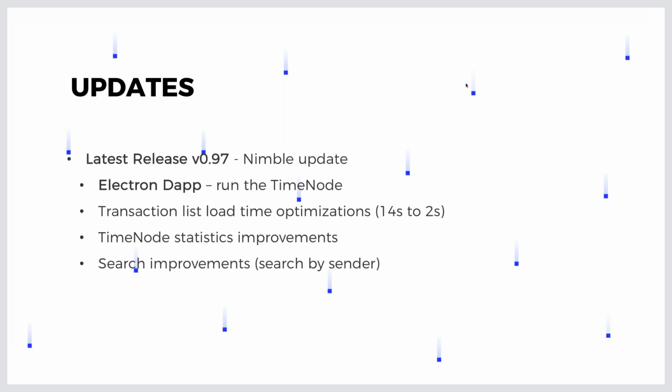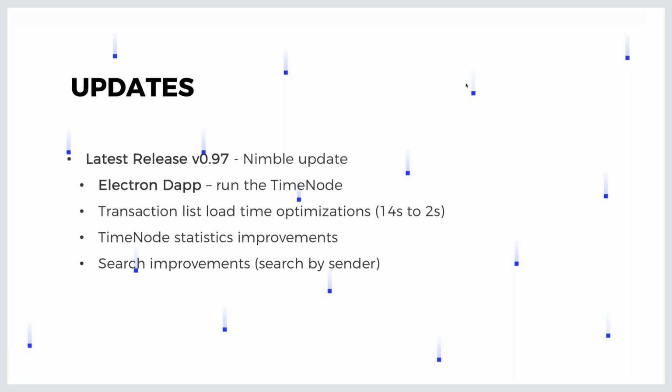Another thing we have is in regards to some of the statistics with the time nodes. We have pushed a number of bug fixes and a number of improvements to both the UI layer and the functionality. So we are very happy about that as well. And the last one we have is a number of search improvements, the biggest one being that you can now search, instead of just searching by transaction address, by sender address.